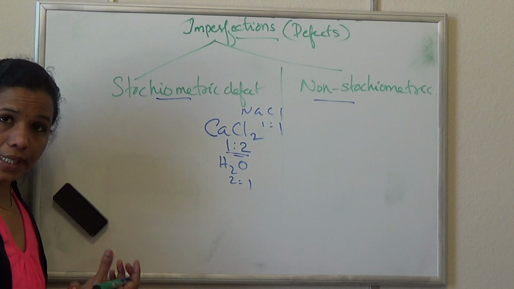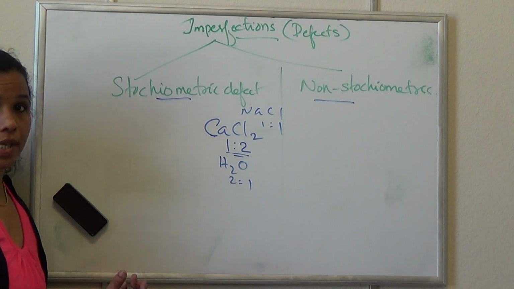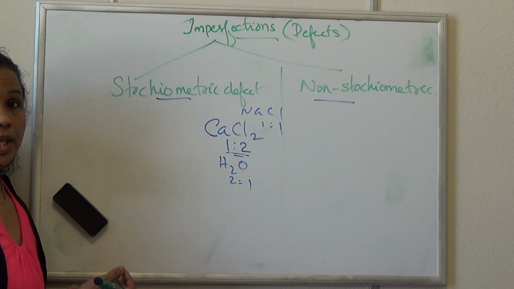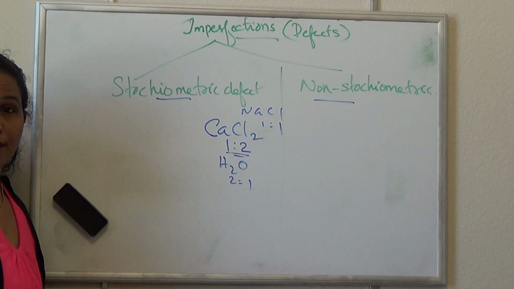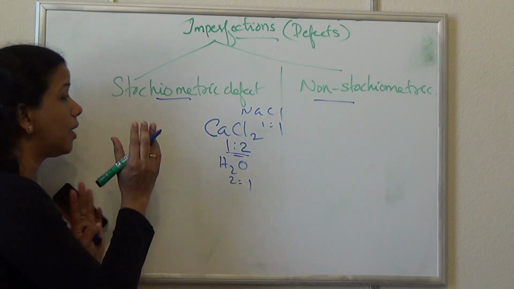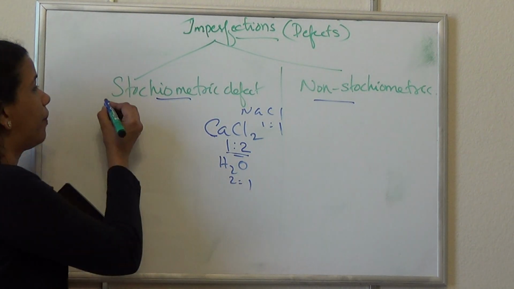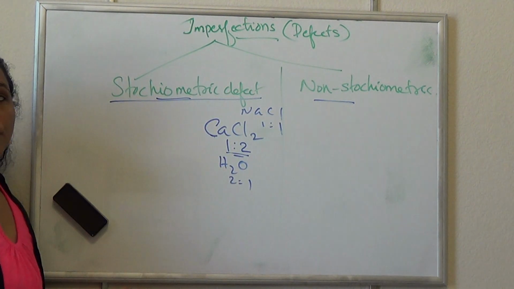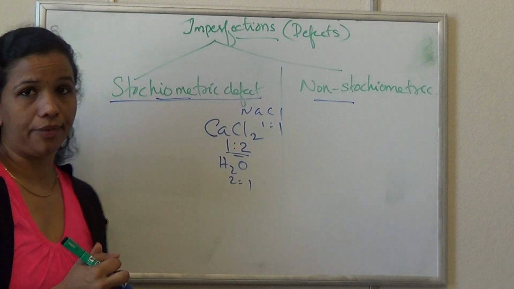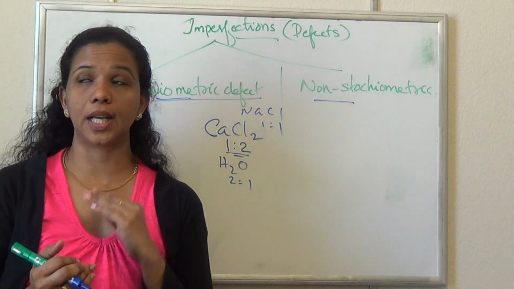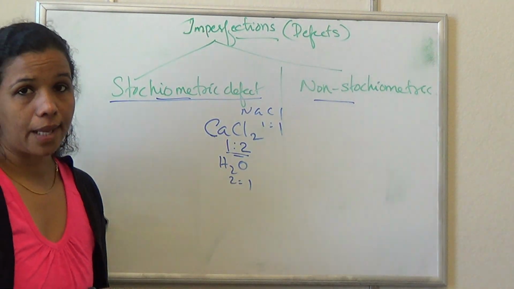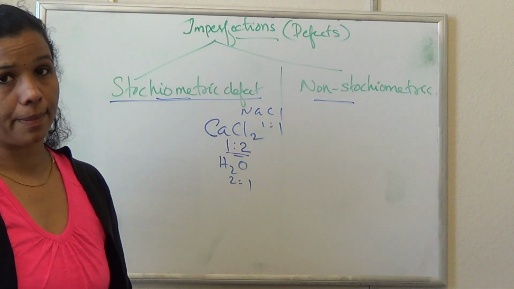So, after the defect occurs, that is after missing or after moving some of the atoms, if there is no change in the stoichiometry, that is the ratio of atoms in the compound, or there is no change in its formula, that type of defect is called a stoichiometric defect. That is, after the defect occurs, if there is no change in the ratio of atoms according to the chemical formula, that type of defect is called stoichiometric defect.